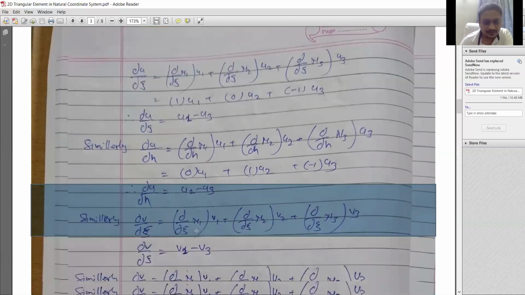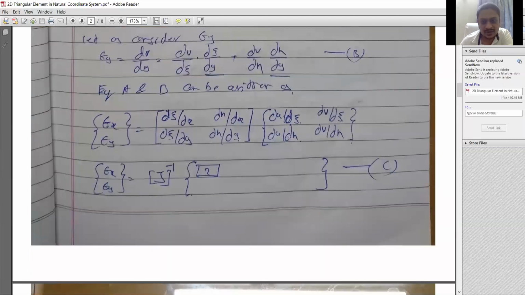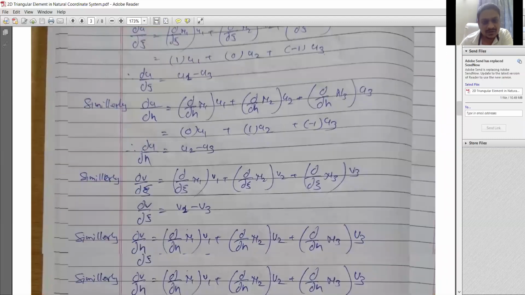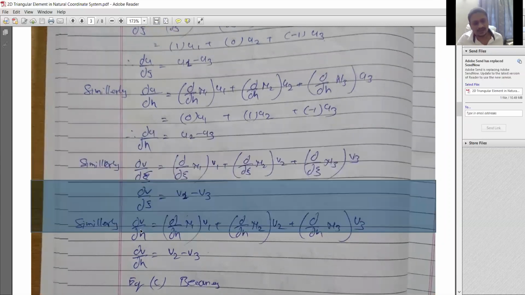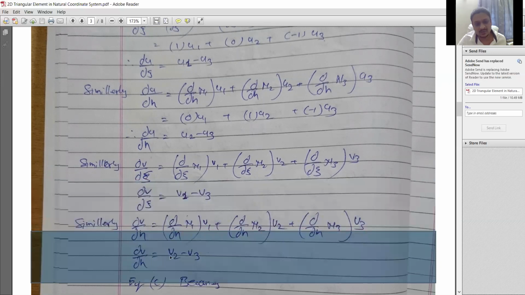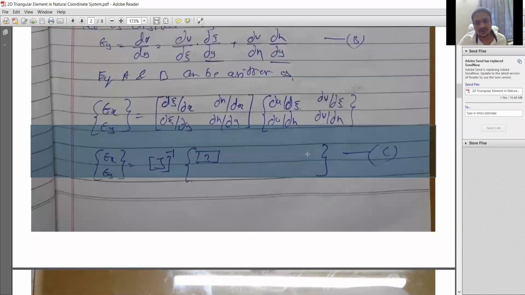So here we have now calculated the first term as well as the second term. Okay, now we have to go for these two terms. So for this we can have dv by d xi and dv by d eta. Both terms can be calculated in a similar fashion, and we get dv by d xi as v1 minus v3, and dv by d eta will be v2 minus v3. So now our expression C, which is over here, which is having three values or four values in this particular matrix.